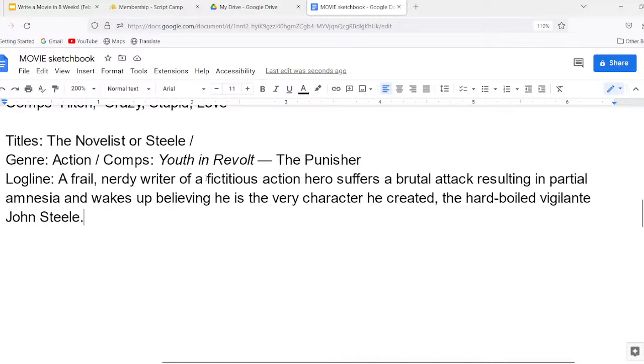In any case, a frail, nerdy writer of a fictitious action hero suffers a brutal attack resulting in partial amnesia and wakes up believing he's the character he created. And then he must what? Well, as the vigilante, he's gonna take on a gang. The gang that attacked him. So it's a revenge story.